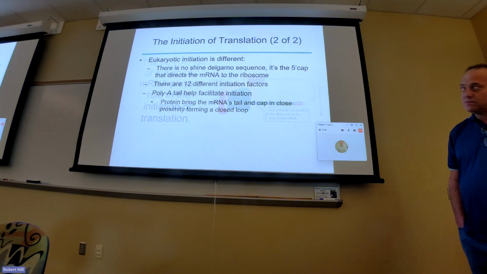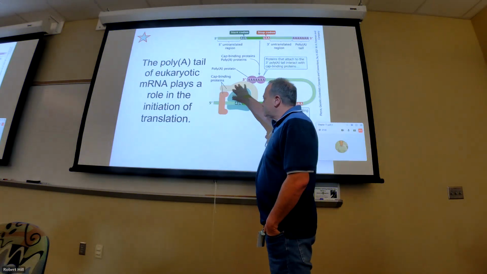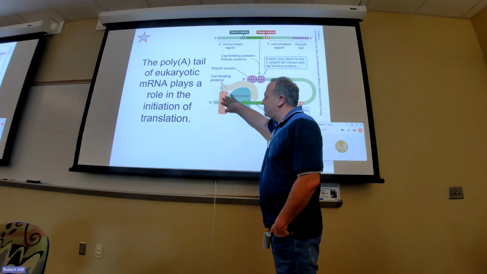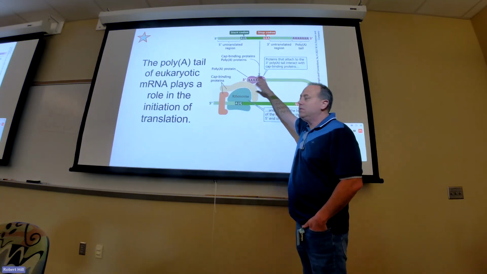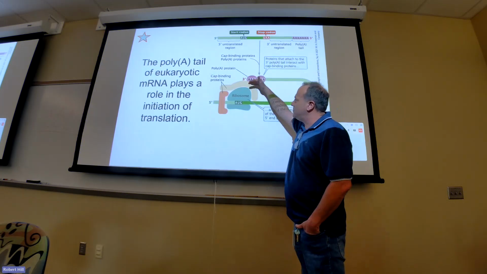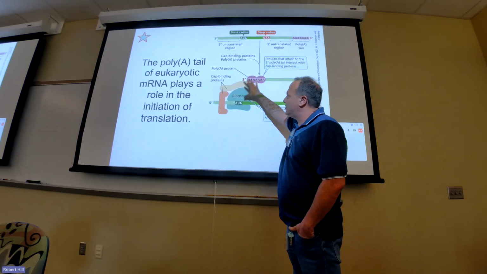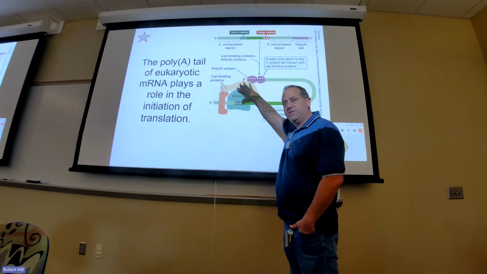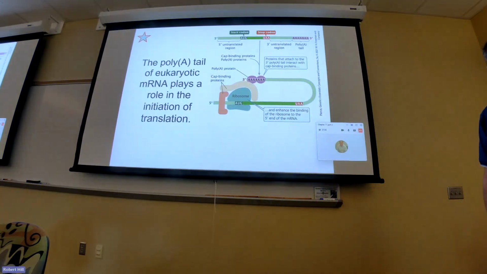What happens is you get these proteins here that are binding to the cap, right? And you get proteins that bind to the tail as well. This whole mRNA loops around, it forms like a closed loop. And that closed loop helps kind of clamp this whole thing together. So you don't see this in prokaryotes because there's no poly A tail, there's no cap. But in eukaryotes, you get the formation of these closed loops.